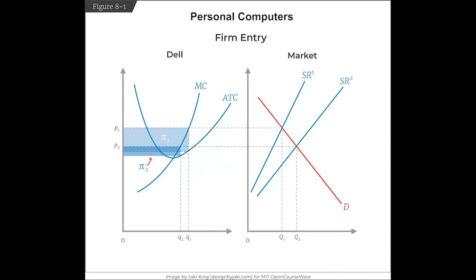Now shift to the left-hand diagram. The price facing Dell falls to P2, but their cost function hasn't changed. They're still Dell. They're still the same underlying technology, paying the same wages and rental rates. So now their marginal cost curve is the same. At this new lower price, their production drops to little q2. And their profits fall to the darkly shaded rectangle, pi 2. They make less money as firms enter. And this process will continue until profits go to 0.